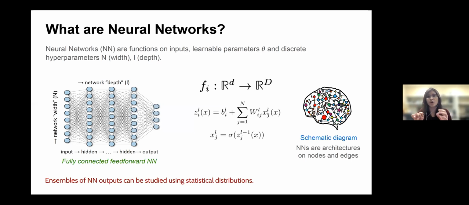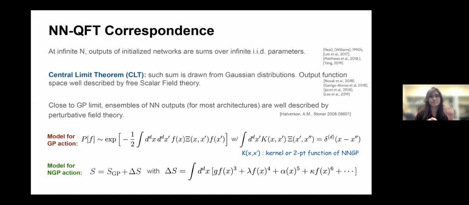An interesting fact to note is that if you initialize a neural network n number of times, all these outputs are drawn from some distribution. So ensembles of neural network outputs at initialization can be understood or studied using statistical distribution. And as physicists, we were interested: is there any connection between Euclidean quantum field theory and the statistical distributions? And I will tell you what that connection is.